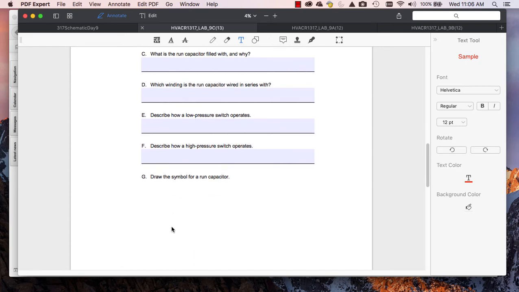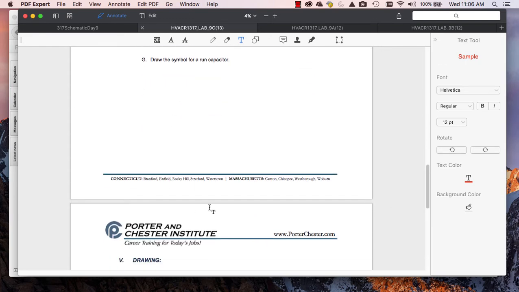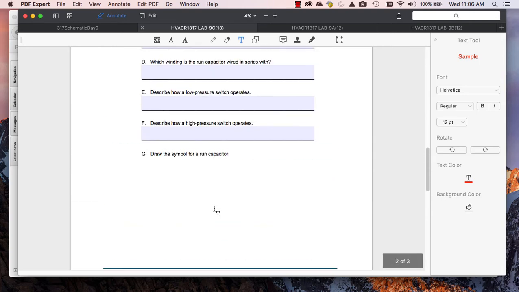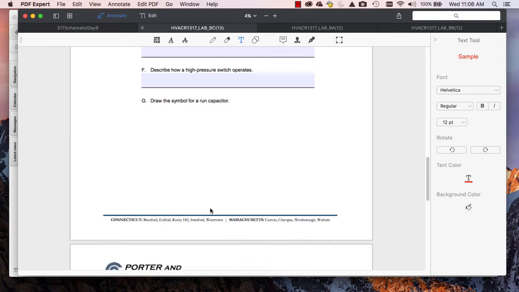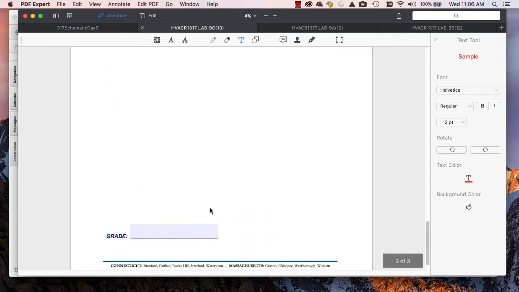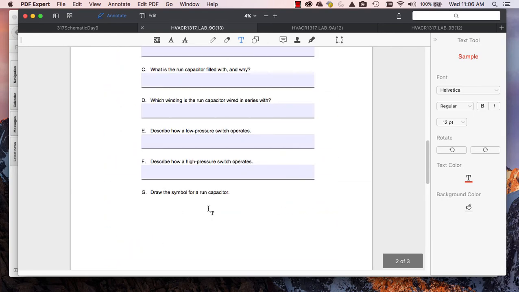Draw a symbol for run capacitor. It's a capacitor. You can put a dot next to the one with the run capacitor as well, but you don't have to. Just label it run cap or RC. And there's place for drawing for your schematic.